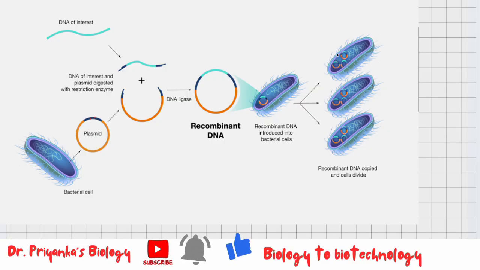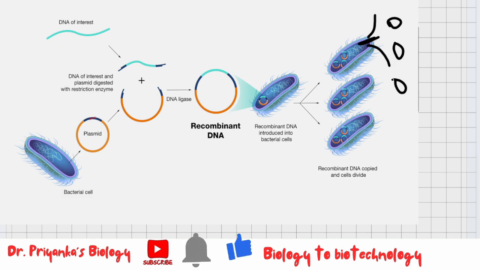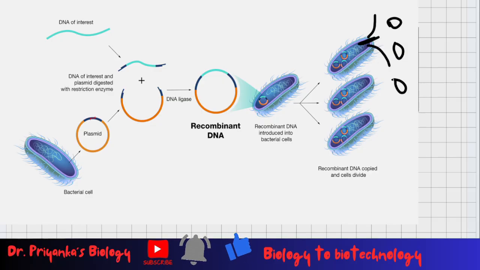So if we want to isolate this, we'll have to break open this cell so that these plasmids are released into the environment. When I'm talking about the environment here, it is the test tube. All right, so now let's move on to the next part.